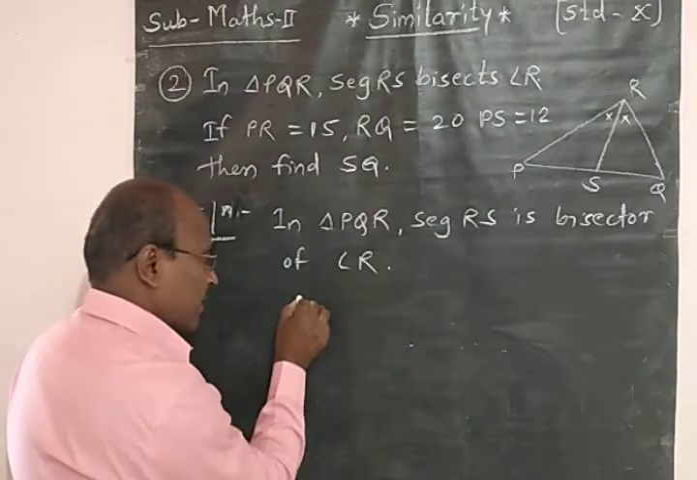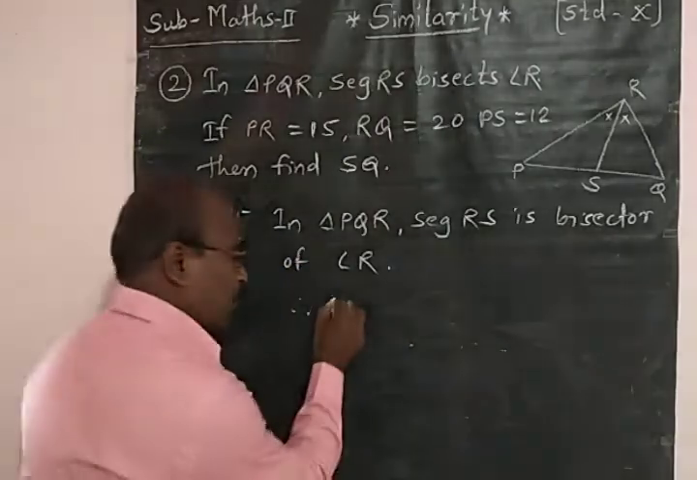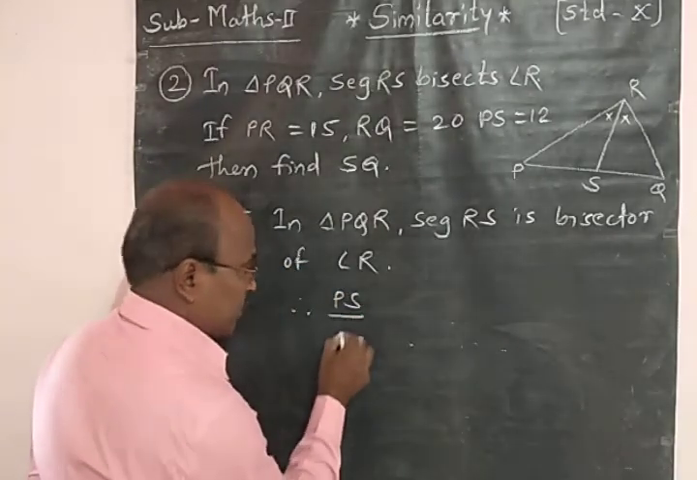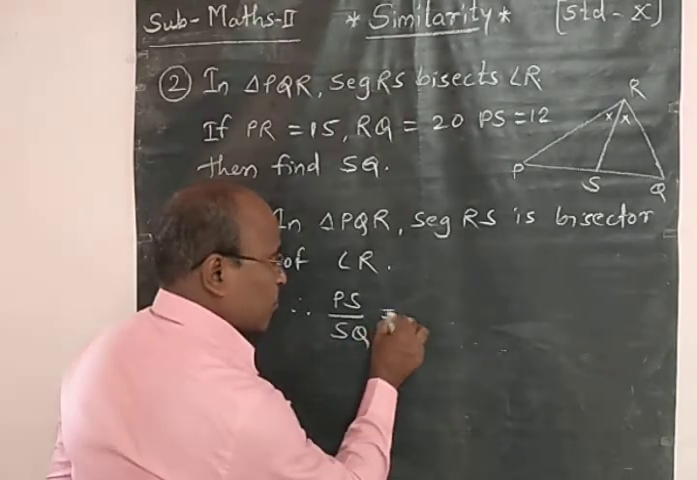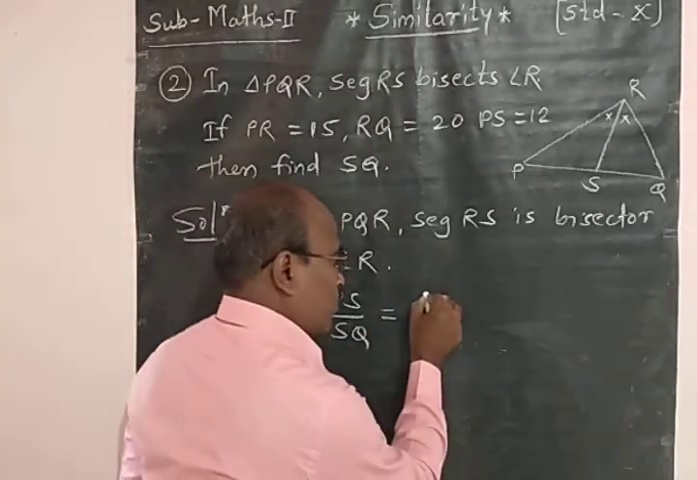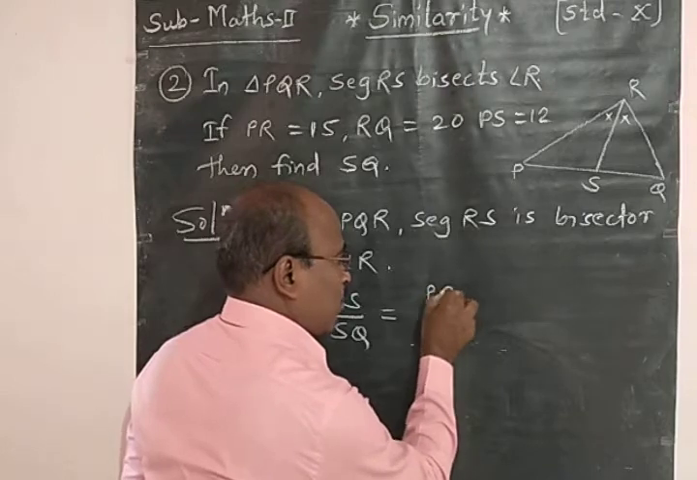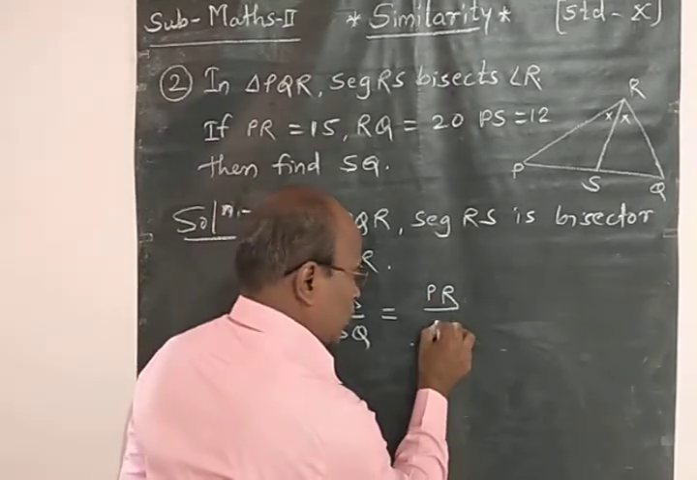So here we have to write, by using the property, PS upon SQ is equal to PR upon RQ, or QR.